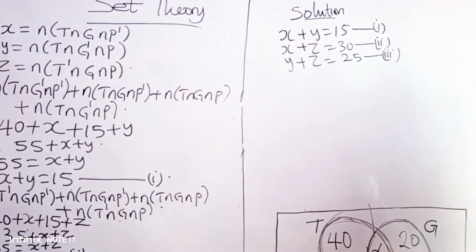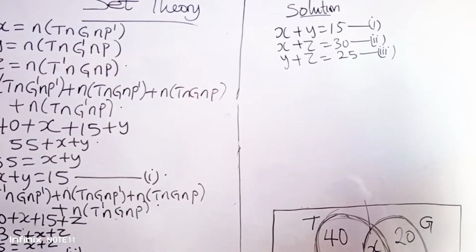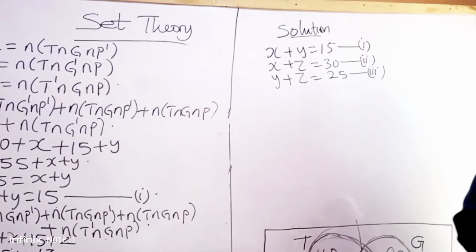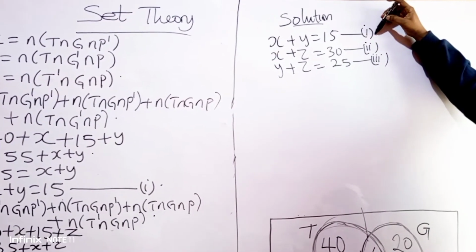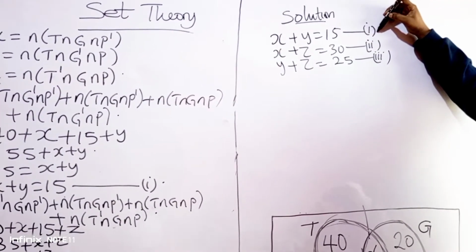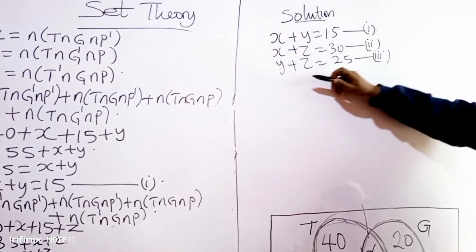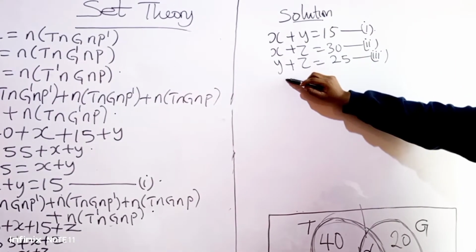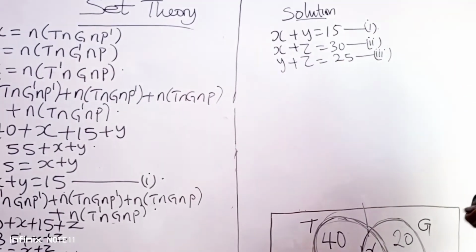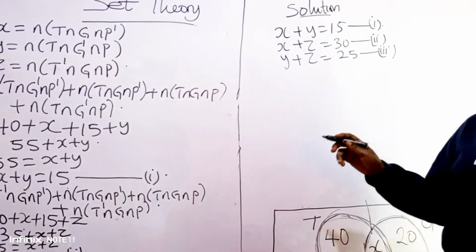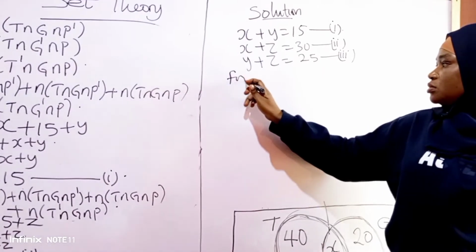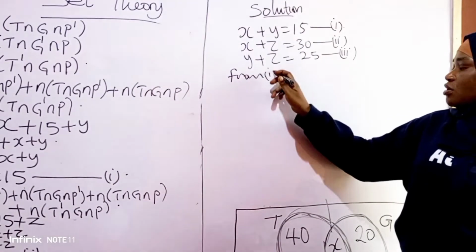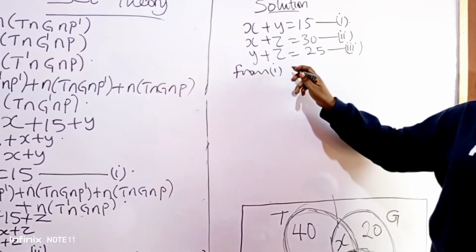What method are we going to use? We have to use the substitution method. That is, from equation 1, we make x or y the subject of the formula, then you look for where you will substitute it in the other equations. Because of time, let's take from equation 1. So you write it from equation 1.